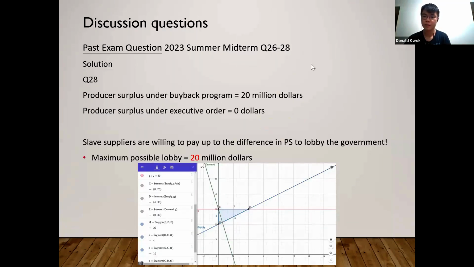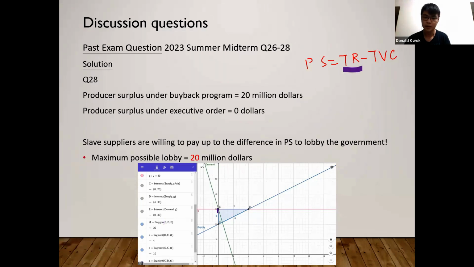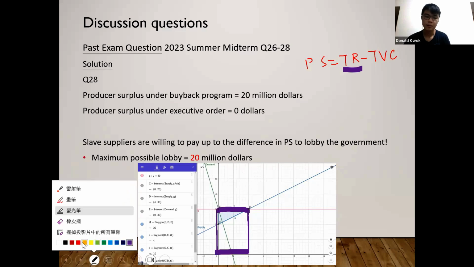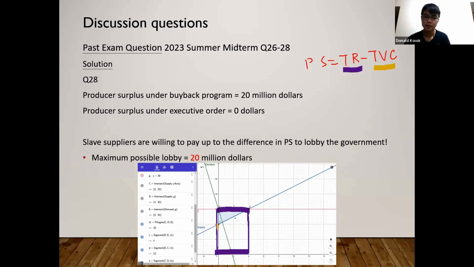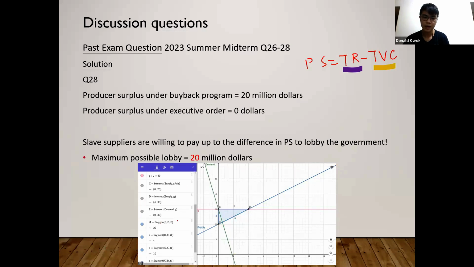Why? Let's apply the definition of producer surplus, which is total revenue minus total variable cost. Under the buyback program, we know that the total revenue is the price of 30 multiplied by a quantity of 4. So this purple rectangle is the total revenue, while the total variable cost is simply the area under the supply curve until the quantity traded, this orange trapezium. So the purple rectangle minus the orange trapezium will give us the producer surplus under the slave buyback, which is the blue triangle here. Using a polygon function in GeoGebra, you will be able to find the area, which is 20.